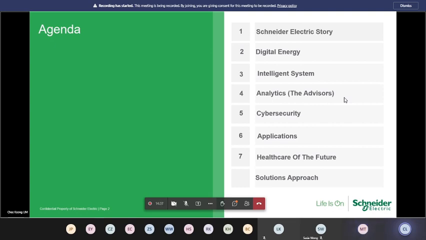Okay, so let's look at today's agenda. We have the Schneider Electric story, where we are. We look at digital energy, we look at the intelligence systems, and we move into analytics, and pretty much the rest of it is talking about cybersecurity and the things related to an integrated hospital system. I think one of the more interesting topics would be topic number 7. We will take a short look at what the future of healthcare is going to be like.